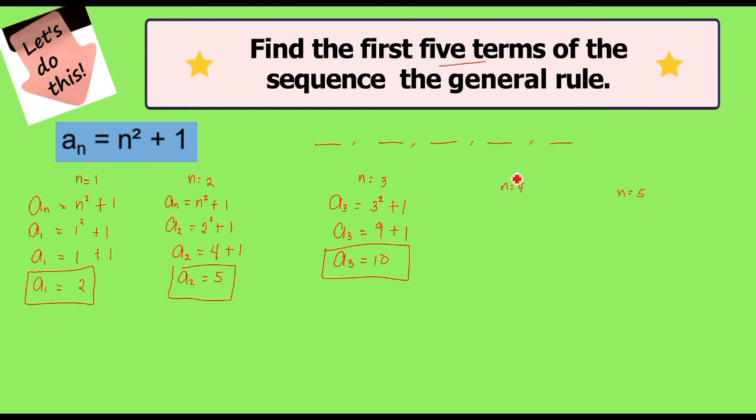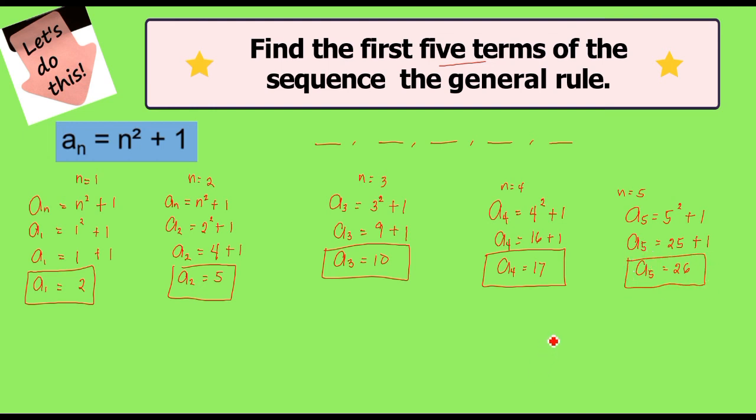So, when n equals 4, pwede na rin tayong dumiretso. a sub 4 equals 4 squared plus 1. So, a sub 4 equals 4 squared. Ibig sabihin ay 4 times 4. And that is 16 plus 1. So, a sub 4 equals 17. And the last term, we have n equals 5. So, we have a sub 5 equals 5 squared plus 1. So, ang 5 squared po ay 5 times 5. And that is equal to 25 plus 1. So, a sub 5 equals 25 plus 1 ay 26.